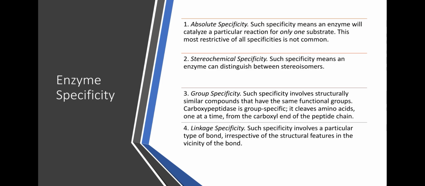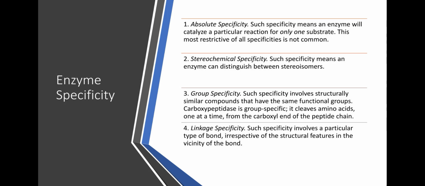In absolute specificity, an enzyme only catalyzes one reaction. This is the most restrictive of all specificities. One good example of an enzyme with absolute specificity is the enzyme catalase. Next is stereochemical specificity, wherein an enzyme acts only on a particular isomer.